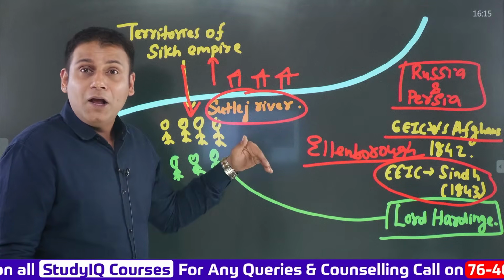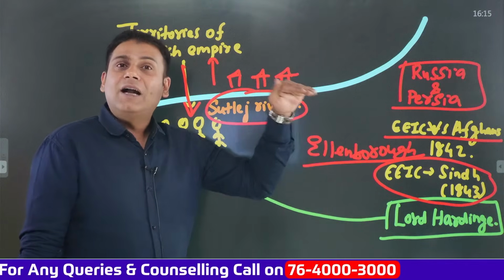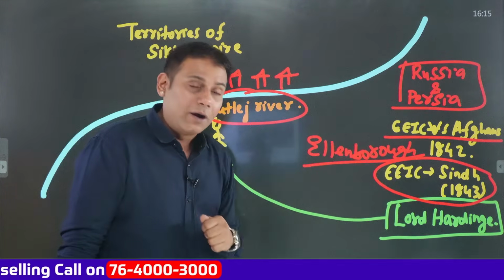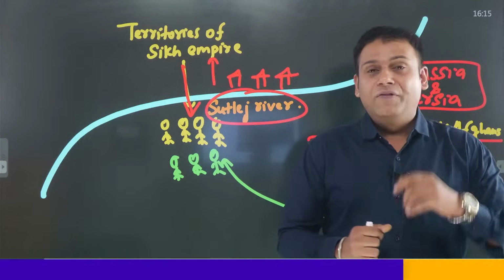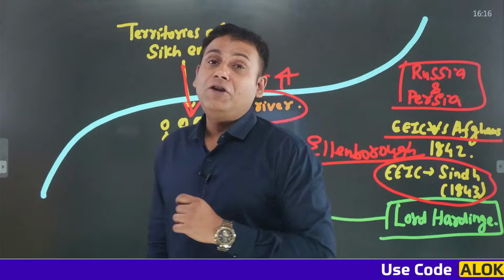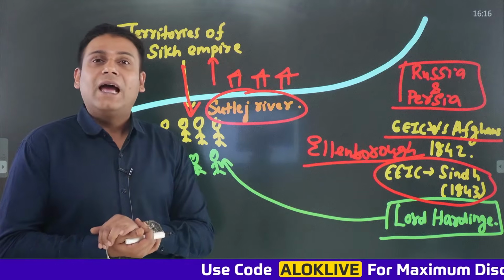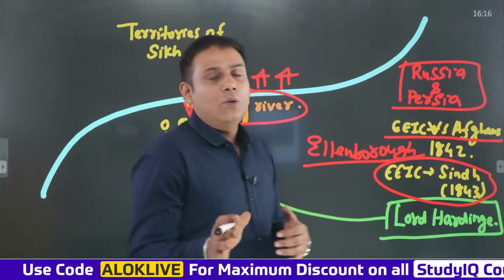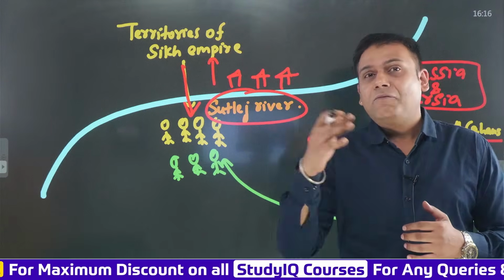And meanwhile, the forces of the Sikh Empire crossed the River Satluj, moved towards the south, and started attacking or raiding the territories of the English East India Company. And this was considered a breach of the Treaty of Amritsar by Lord Hardinge, and this culminated in the First Anglo-Sikh War. The First Anglo-Sikh War started approximately around December 1845 and ended in March 1846.